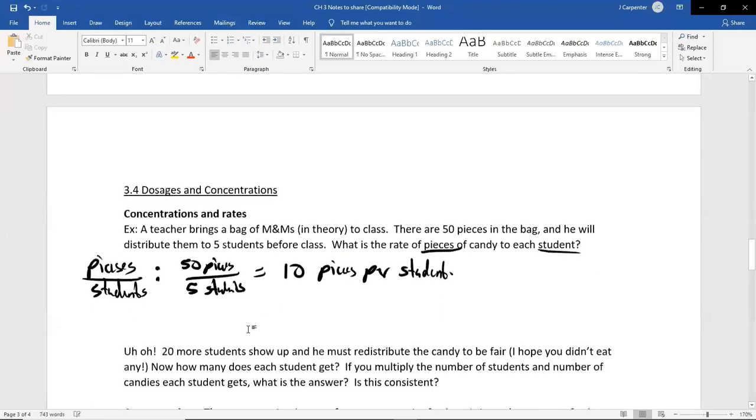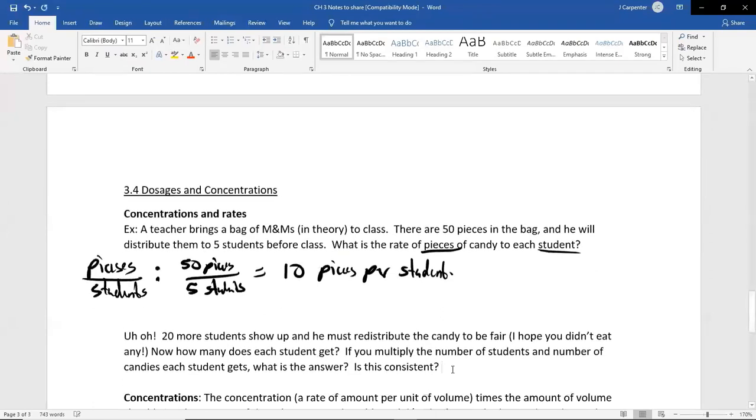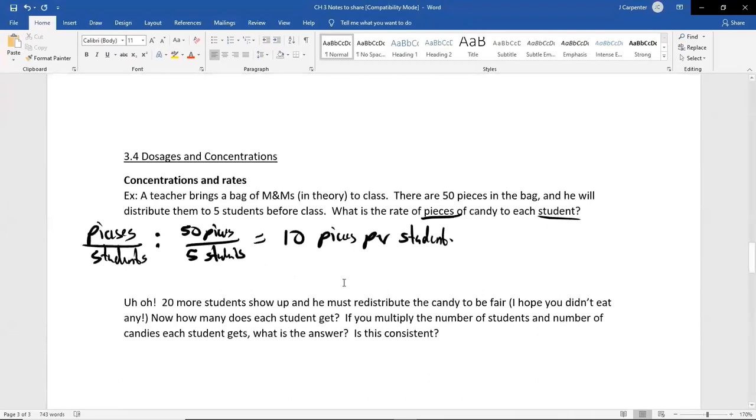But uh-oh, I forgot, I didn't distribute my digital M&Ms before class. I didn't do it on time. And all of a sudden, right at the start of class, 20 more students show up, which is a bit exaggerated for this because half of y'all aren't watching live, and that's okay as long as you're watching. But let's just pretend I had 20 more students show up. And so I'm going to say, all right, well, the people that I was giving the candy to, give it back to me.